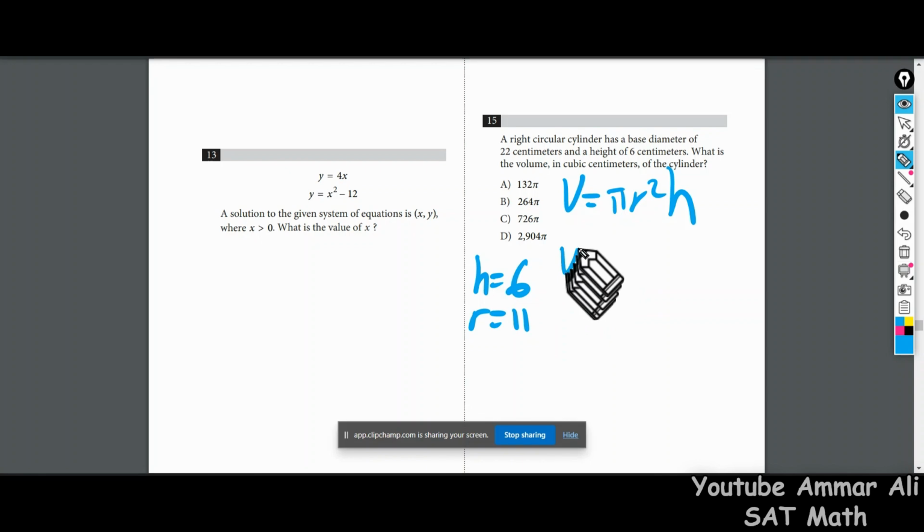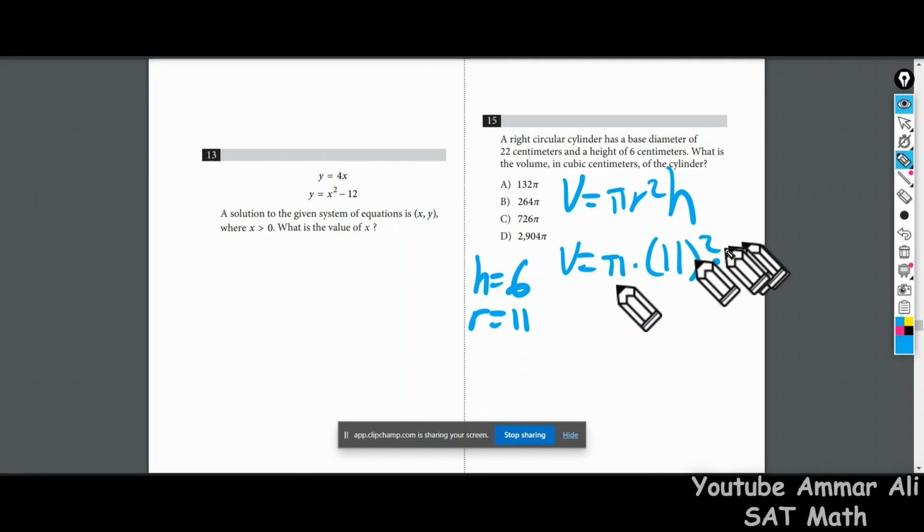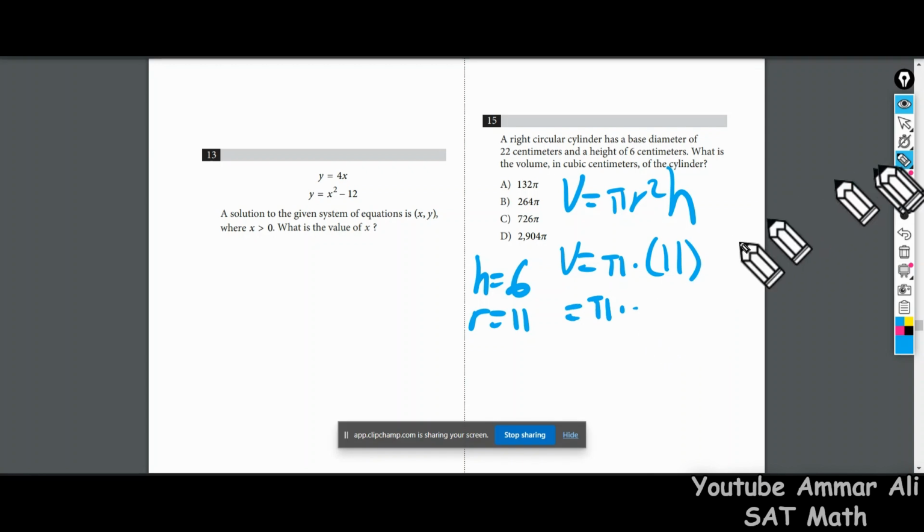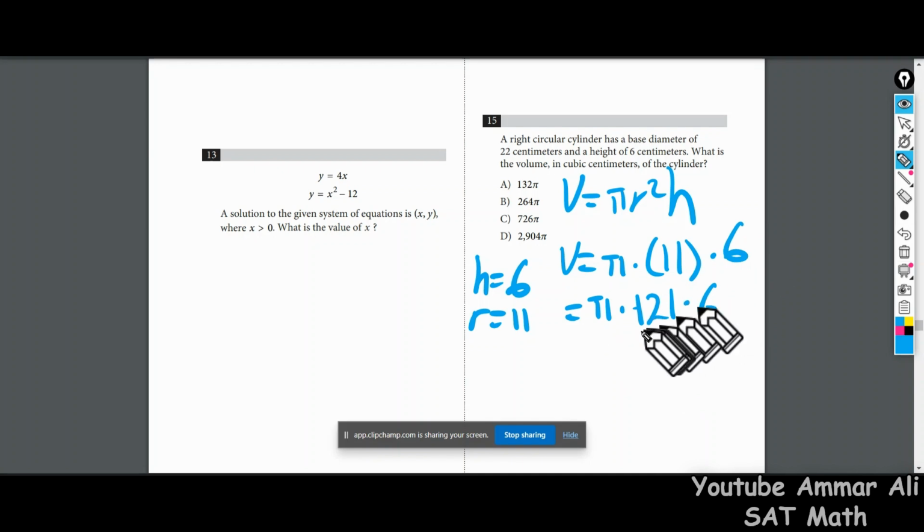So let's just plug that into our equation. We have pi times r squared, which is going to be 11 squared, and then times h, which is 6. So that is equal to pi times 121, because 11 squared is 121. And then times 6. We're just going to do 6 times 121, so our volume is going to be equal to 6 times 121 times pi.